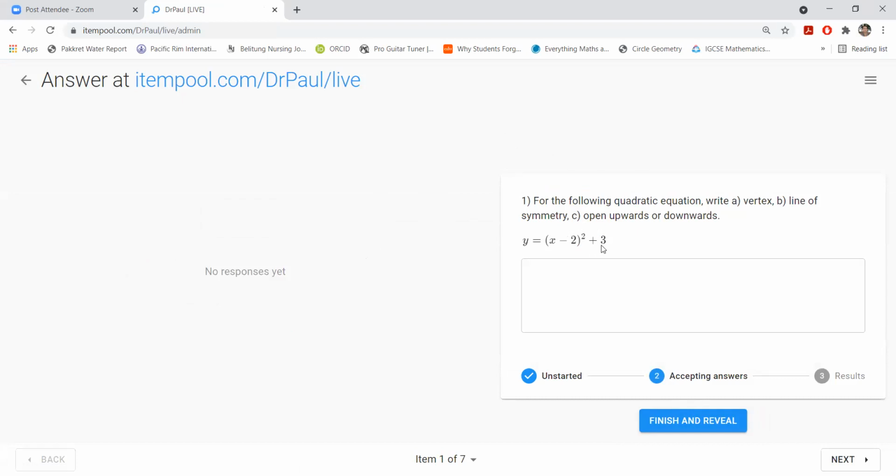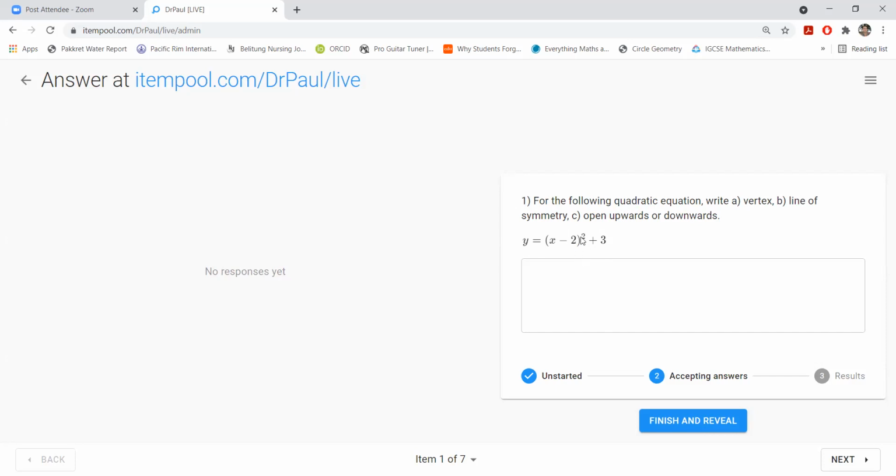Okay, so you're given an equation. There's 3 things you need to do. Write down the vertex as part A, comma, part B, the line of symmetry. So x equals what? And whether it opens up or down. So open up, or just write up or down. Okay, so I'll let you do that for a minute. Because there's like 7 questions here, so I'll give you like 2 minutes each.